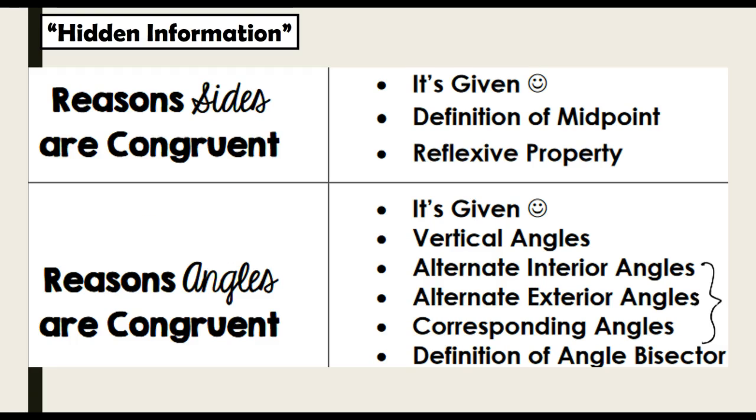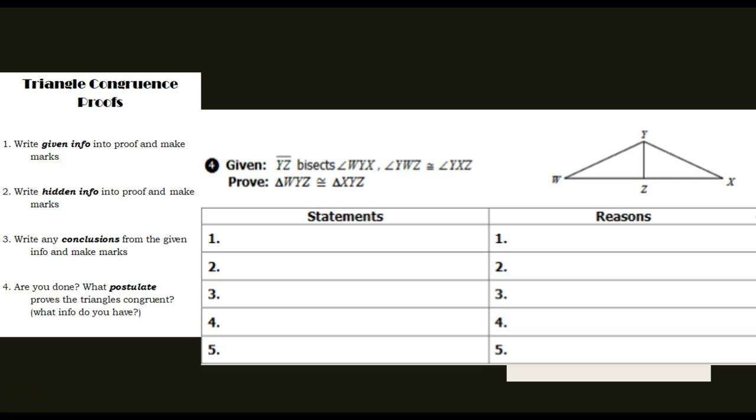So remember, vertical angles, alternate interior, alternate exterior, corresponding, angle bisector, going up now to the sides, definition of midpoint, definition of segment bisector, or reflexive. Alright, another one. I know I'm going really fast, but you can rewatch this as many times as you want. Or pause me in the middle, whenever you need to.